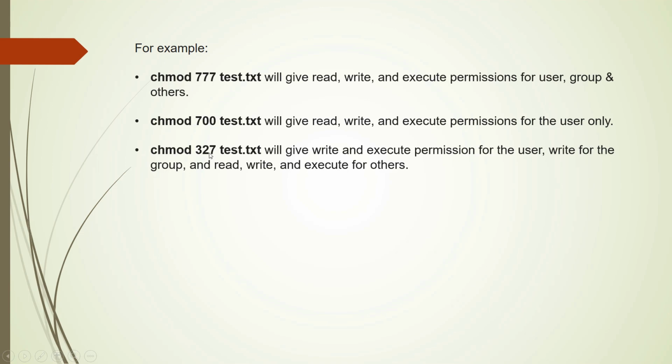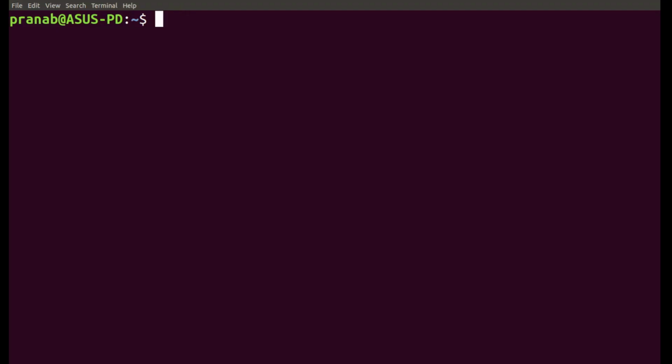So this is how the chmod command can be used to set file permissions. We'll see some examples to understand more about this. Open the terminal in Ubuntu and let us look at the present directory. This is home, under that program. Now let us look at the files and their permissions.